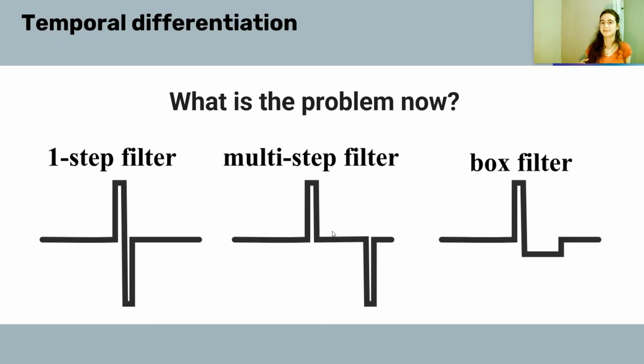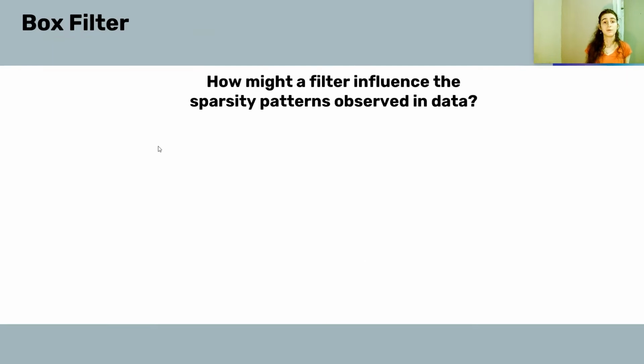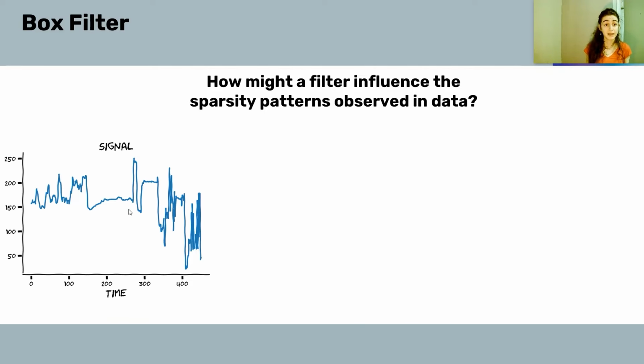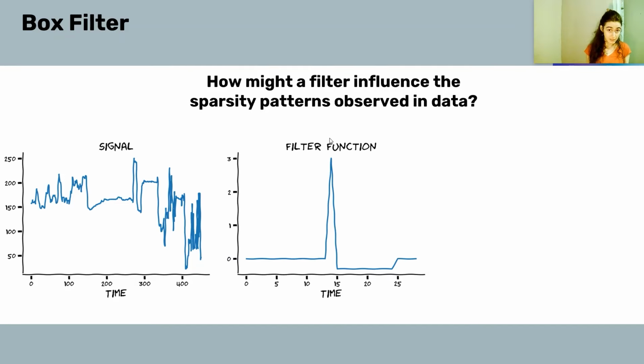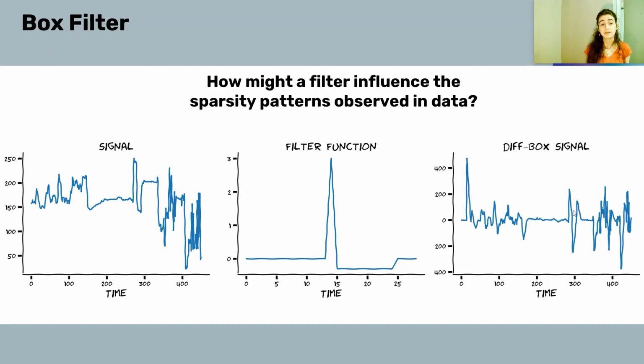So for this, we would like to use a wiser filter, which is the box filter, where we compare the pixel value in the relevant frame to multiple other frames, instead of taking only two frames and comparing between them. So now, how might a box filter influence the sparsity patterns in the observed data? Now, your goal is to define this box filter and apply it to our signal. This is the signal, this is the filter function, and this is the result after applying the box filter to the signal. And you can see that we received a much sparser signal compared to the original, while we maintained high differences between some frames where there was a high difference between the pixel values.